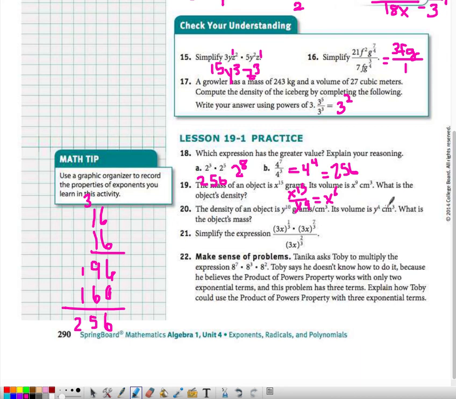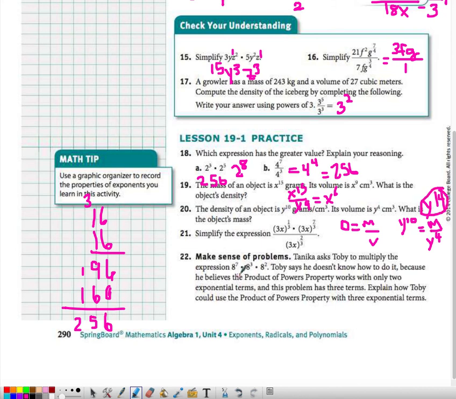The density of an object is y to the 2nd. Its volume is y to the 4th. What's its mass? So density equals mass over volume, and the mass is what we don't know, but the volume is y to the 4th. So we're actually multiplying y to the 2nd times y to the 4th, which means we're adding the exponents. So the overall answer would be y to the 6th.